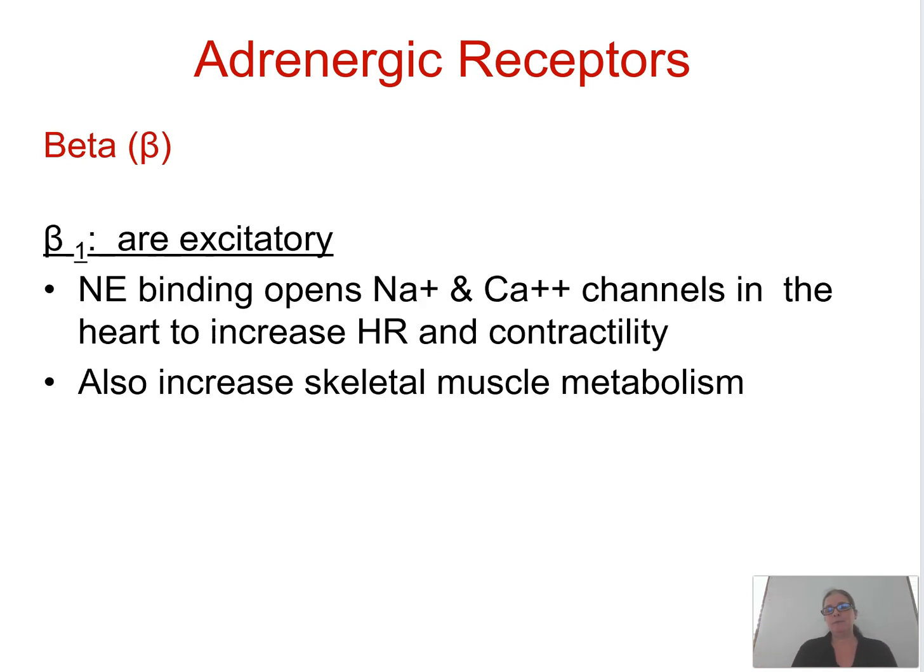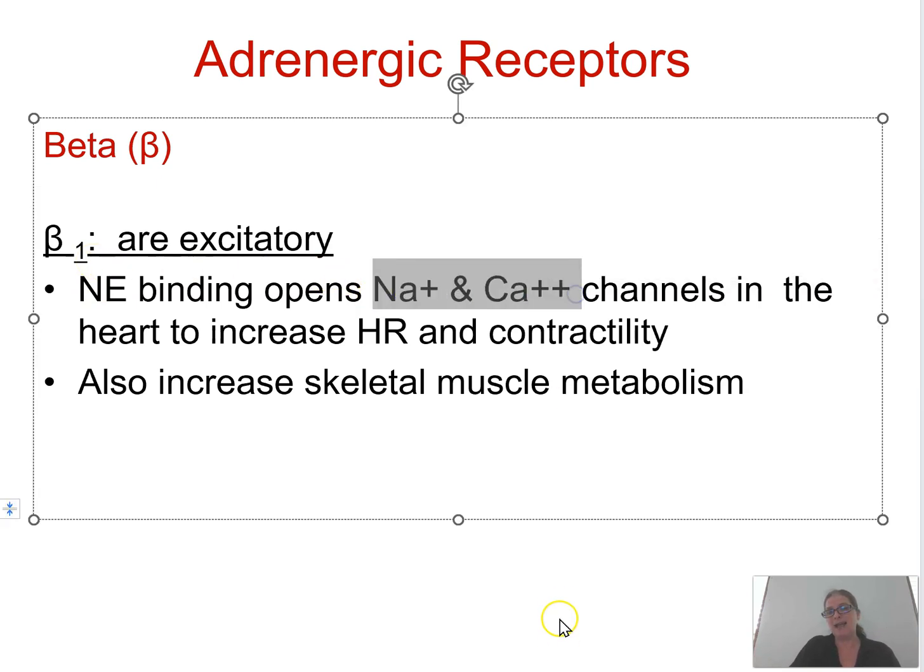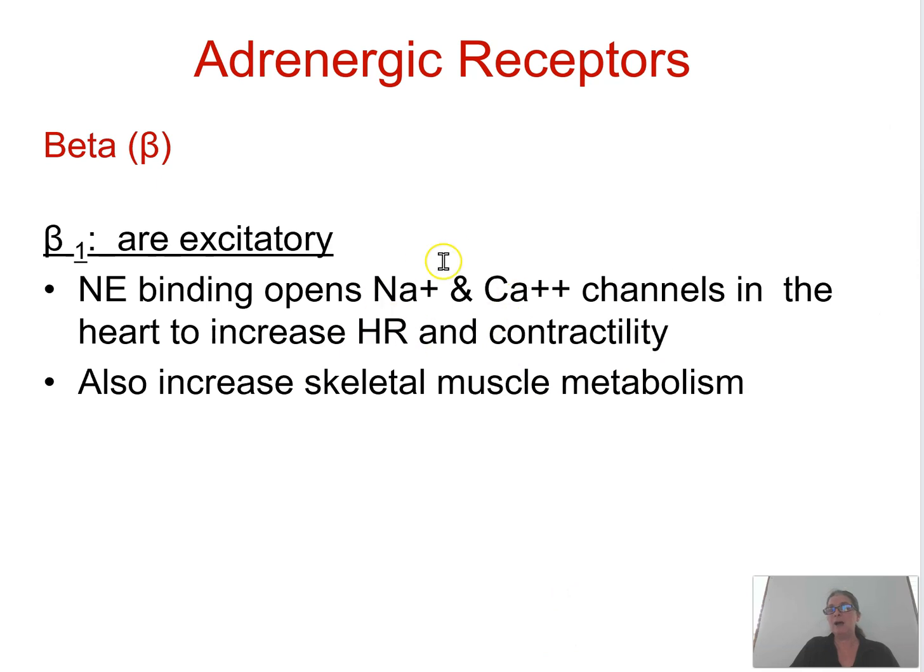And we look at this a lot in A&P 2 when we look at the heart, because when norepinephrine binds to a beta 1, and remember, same if epinephrine binds to it, this opens sodium and calcium channels. So now sodium and calcium rush into cardiac muscle, and it's going to make it contract faster. It's going to raise the heart rate, and contractility is the force of contraction. So it's going to contract harder, a stronger contraction, so it pumps more blood out. This is also what increases skeletal muscle metabolism and contraction.